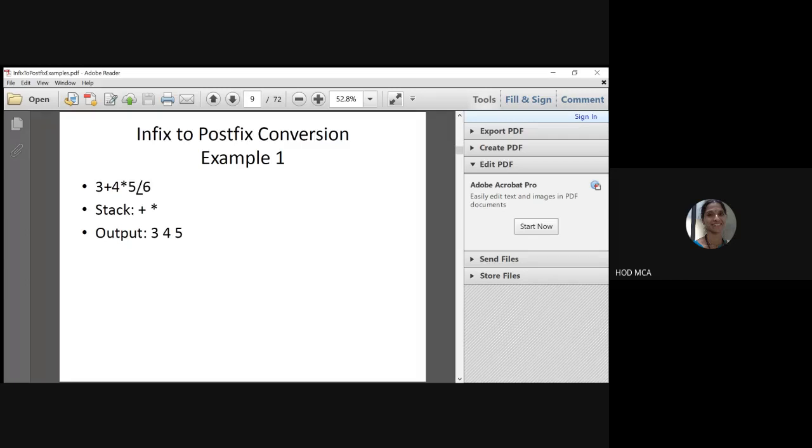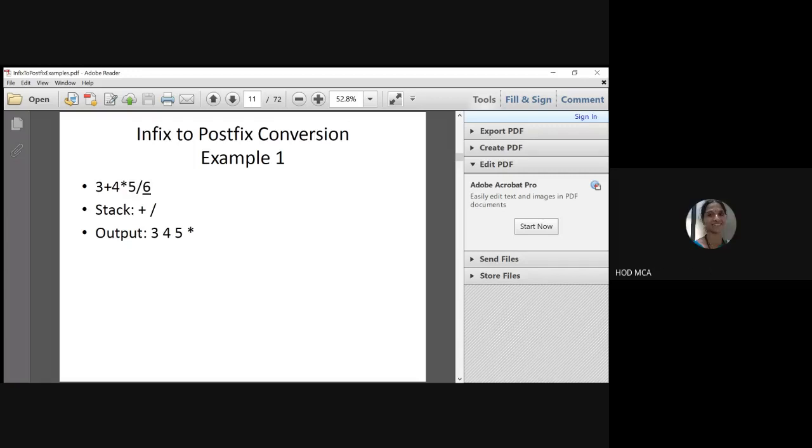Next is 5. 5 will go to the output. Next you have slash. Now slash is an operator. You have to push it onto the stack. But slash and star are of the same precedence. So you have to pop out star. So star gets popped out. Now I will again compare slash with plus. Plus has a lower precedence. So you can simply push slash to the stack. Are you clear? Yes, ma'am.